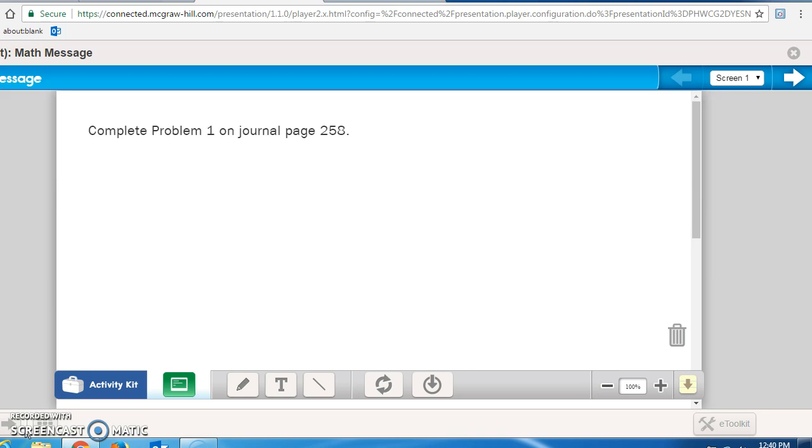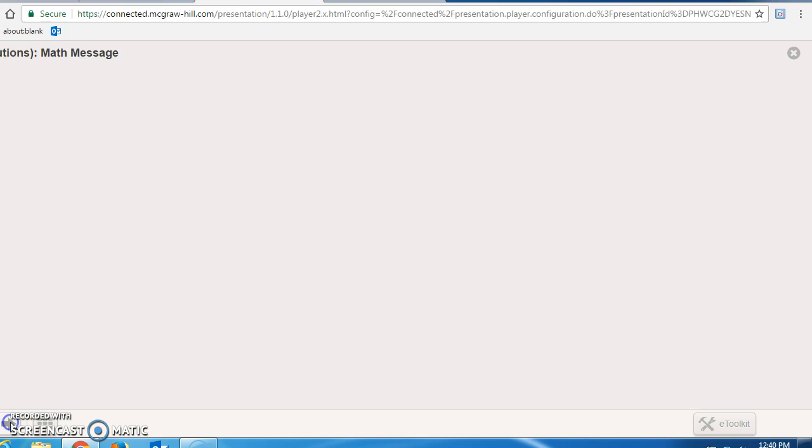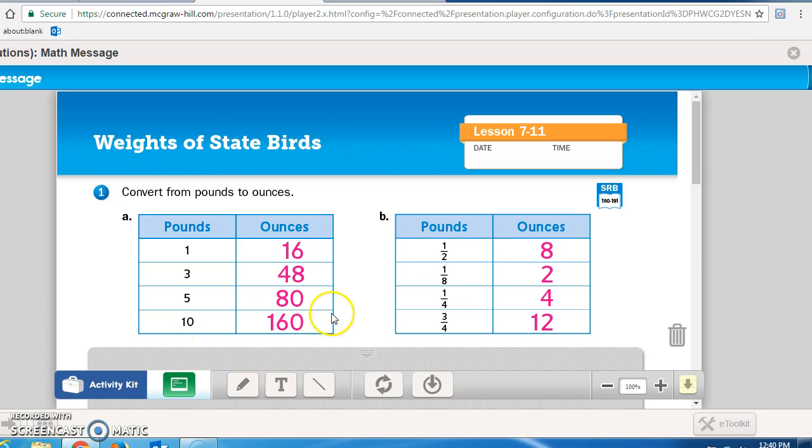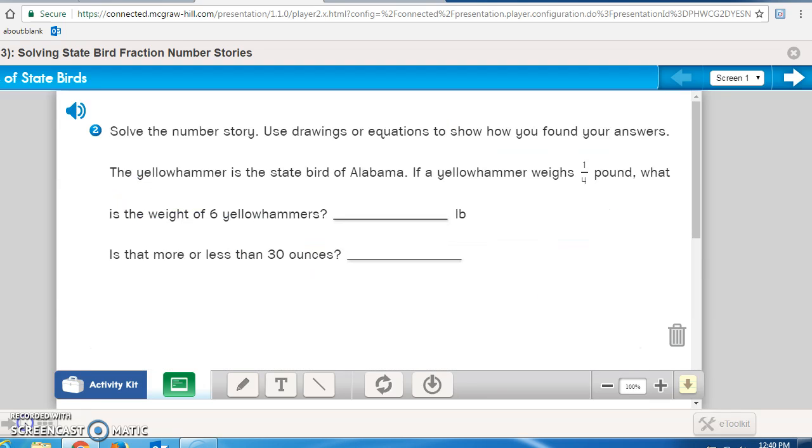So now turn to Math Journal page 258. I want you to finish the problems on Math Journal page 258, which is looking at weights of state birds. Once you finish with that page, I want you to bring it up to me, because this is going to be an assessment check-in for the entire page.